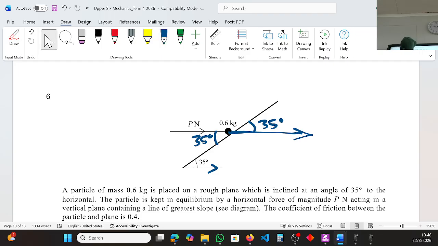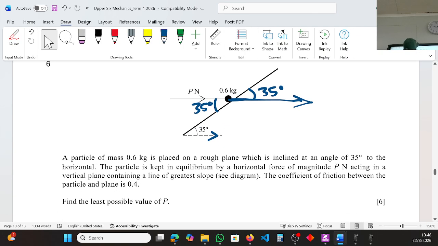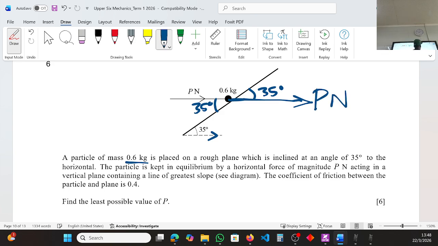Now, reading through the problem, let's check what's required. A particle of mass 0.6 kilograms is placed on a rough plane, which is inclined at an angle of 35 degrees to the horizontal. The particle is kept in equilibrium by a horizontal force of magnitude P newtons. So it's important to have this force, P newtons, acting in a vertical plane containing a line of greatest slope. So we're looking at the diagram. The coefficient of friction between the particle and the plane is 0.4, so we have our mu here. Find the least possible value of P.